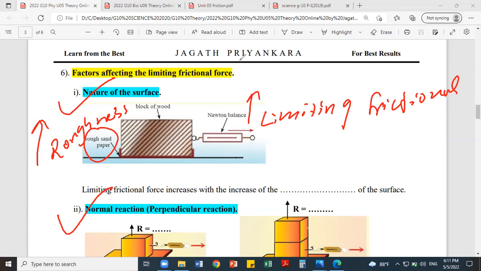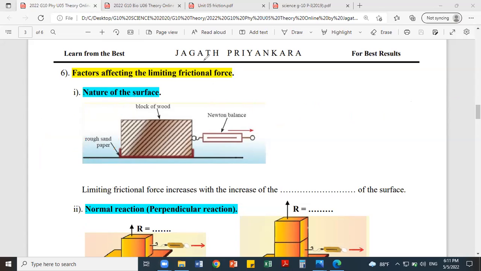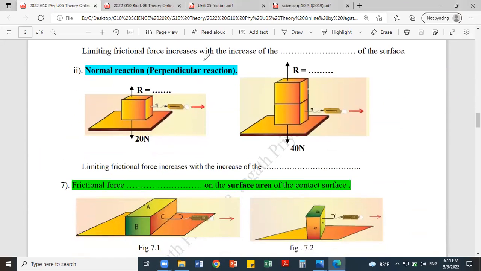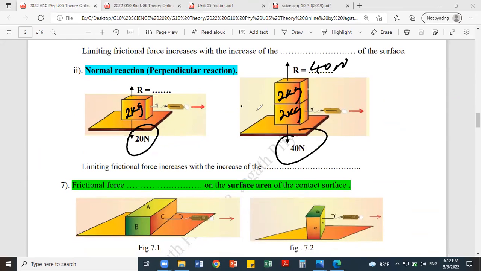So that's what we had done last week, and then I told you the second factor that affects the limiting frictional force. This is very important, that is normal reaction. Normal reaction means when the weight increases. Imagine here 2 kilogram, then it is 20 Newton. This is a total of 4 kilogram, 2 plus 2, 4 kilogram is 40 Newton. Then the reaction also will be 40. So when the mass increases, the weight of the object increases, and when the weight increases, the reaction increases.